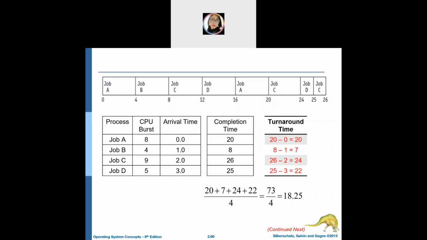How are you going to get turnaround time? It is when you complete and when you arrive. Completion minus arrival gives your turnaround time for your round robin.